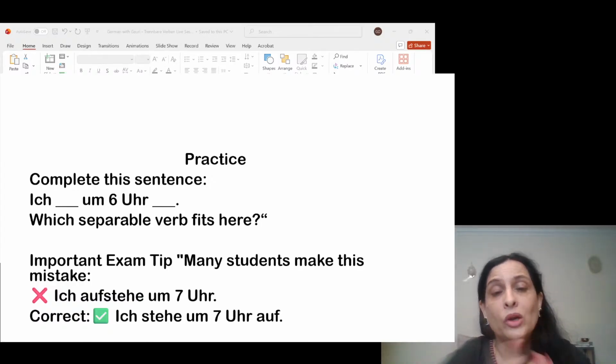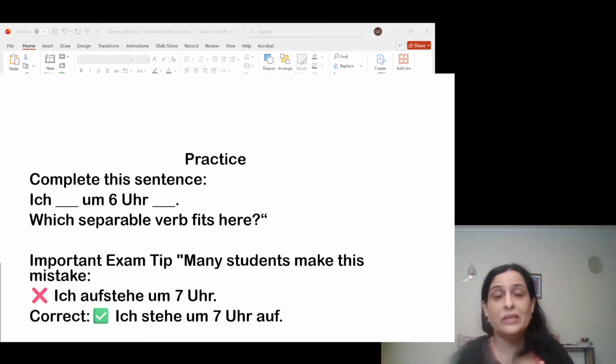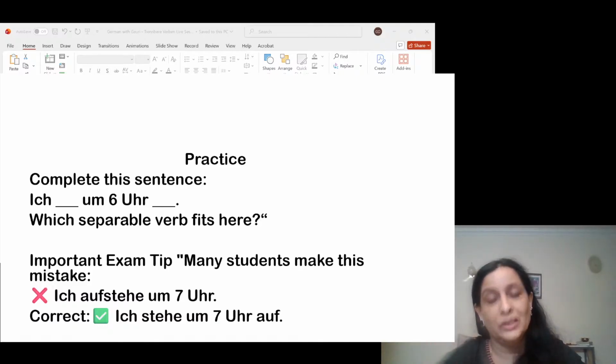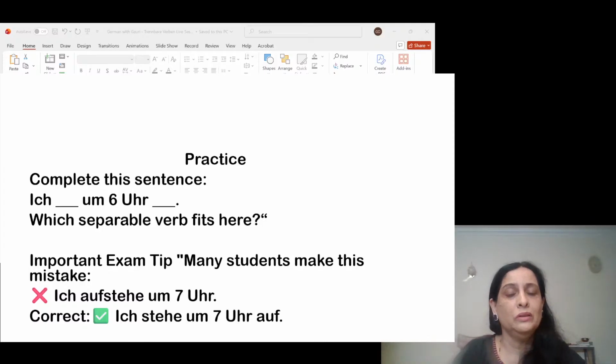Now, important exam tip. Many students make this mistake and you have to avoid that in your exam. Many students write like this or speak like this: Ich aufstehe 7 Uhr. But this is wrong. The correct way is ich stehe 7 Uhr auf. Okay, got it? This is clear. So these are the Trennbare Verben or the separable verbs in English.